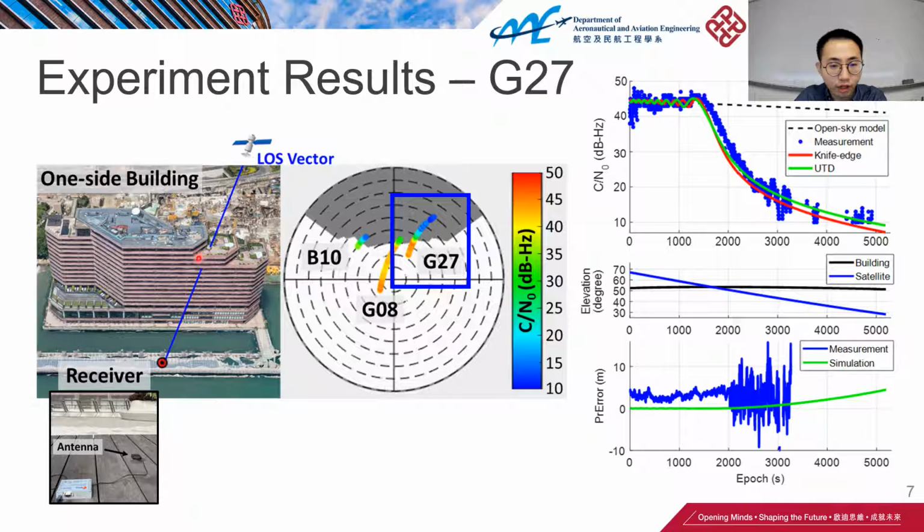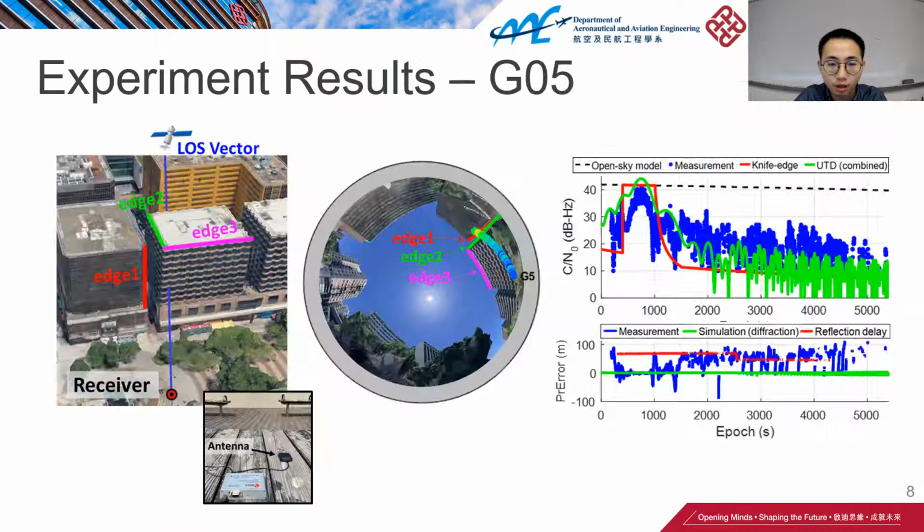We first evaluate the performance in a scenario with only one building. Here, the diffraction occurs even when the satellite is blocked by the building with more than 10 degrees of elevation angle. From the result, we can see both methods can achieve satisfactory performance on diffraction simulation. For a more complicated scenario with multiple buildings, the UTD outperforms the knife-edge model on diffraction simulation, including the transition from diffraction to line-of-sight and back to diffraction.